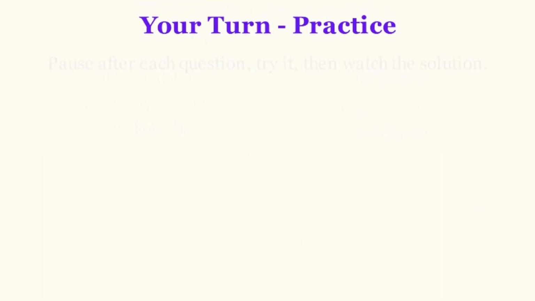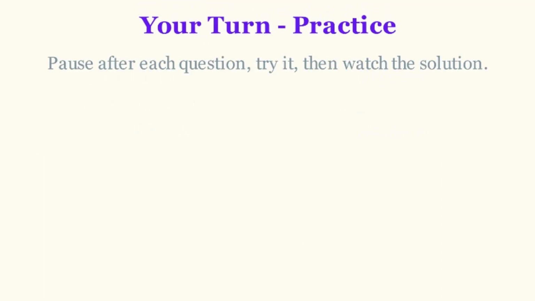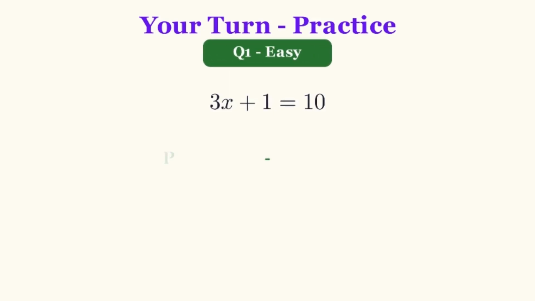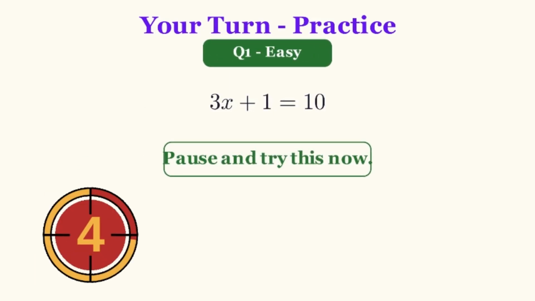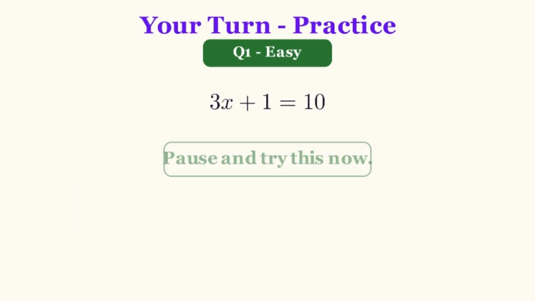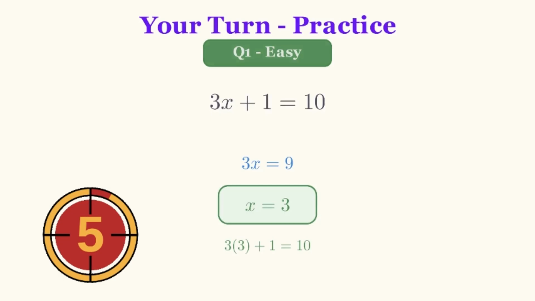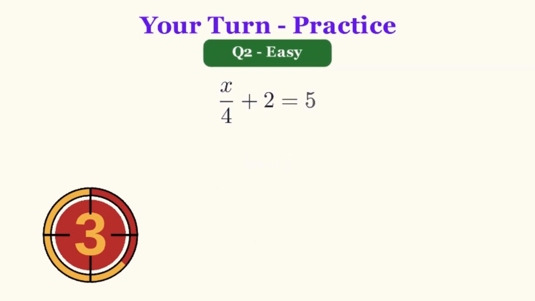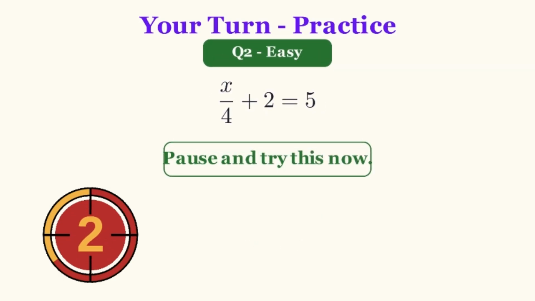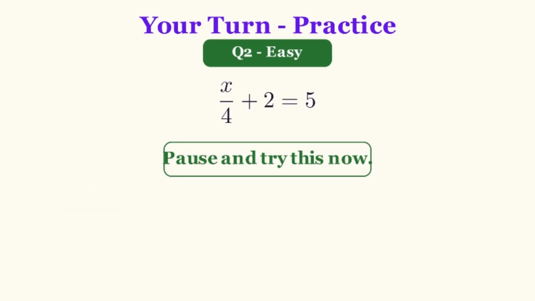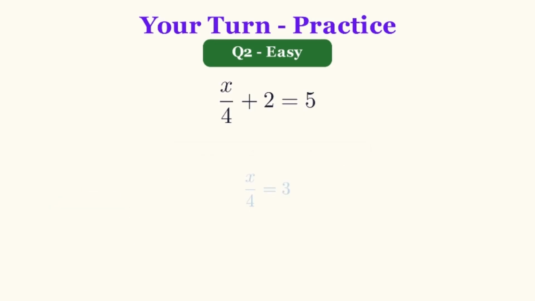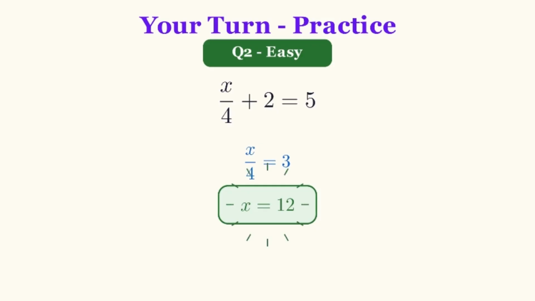Now it's your turn. 6 questions getting harder. Pause after each one, try it, then watch the solution. 3x plus 1 equals 10. Subtract 1, 3x equals 9. Divide by 3, x equals 3. X over 4 plus 2 equals 5. Subtract 2, x over 4 equals 3. Multiply by 4, x equals 12.